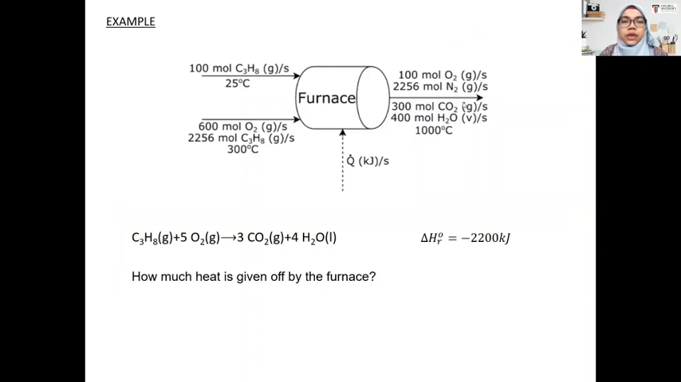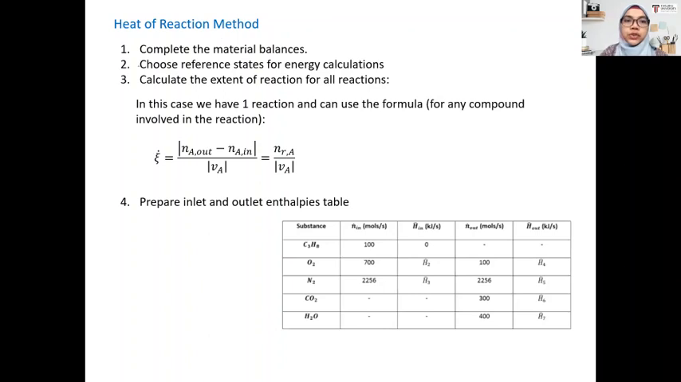Okay, let's take a look at the example here. We have the furnace, so that means the combustion occurs here. These are the reaction and the heat of reaction is given here. The question is how much heat is given off by the furnace. Since the material balance is performed here, we may proceed to the next step, which is to choose the reference state for the energy calculation. Usually, we can choose 25 degrees and 1 atm.